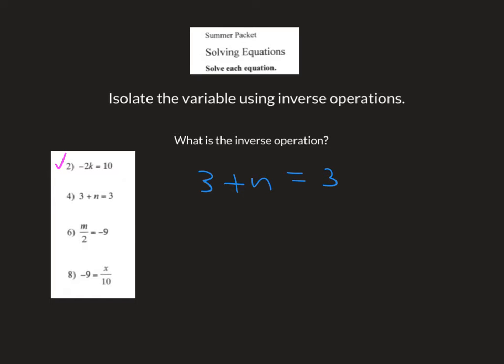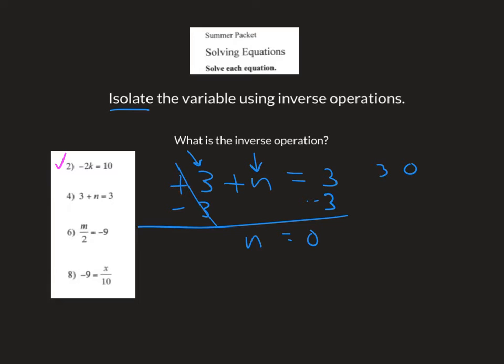Our next problem, number 4, 3 plus n equals 3. Again, the goal is to isolate n. So we are going to look at the value of 3. And now the inverse operation is the value in front of n, that's a positive 3. So what's the opposite of adding? Subtracting. So I'm going to subtract, and I get n is equal to 0.